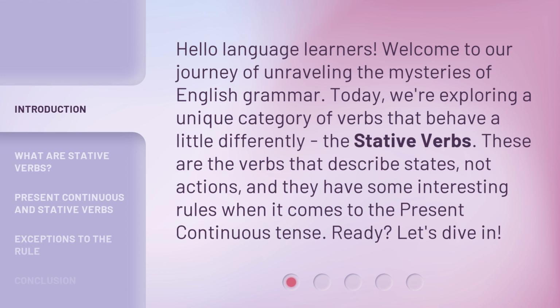Today, we're exploring a unique category of verbs that behave a little differently, the stative verbs. These are the verbs that describe states, not actions, and they have some interesting rules when it comes to the present continuous tense. Ready? Let's dive in.